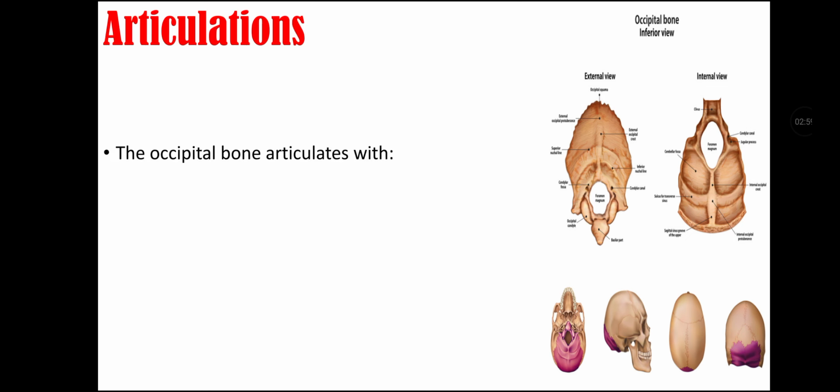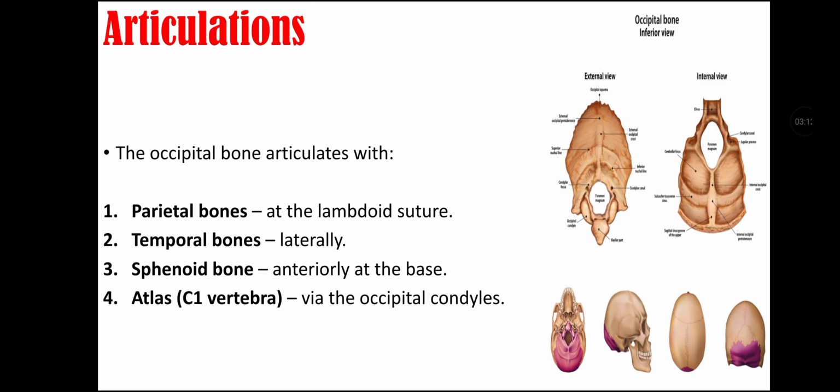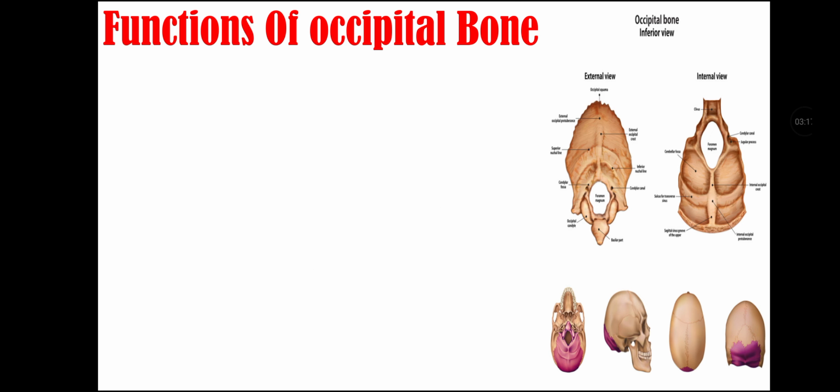Articulation of the occipital bone. The occipital bone articulates with the parietal bone at the lambdoid suture. It articulates with the temporal bone laterally. It articulates with the sphenoid bone anteriorly at the base, and it articulates with the atlas, that is the C1 vertebra, through the occipital condyles.